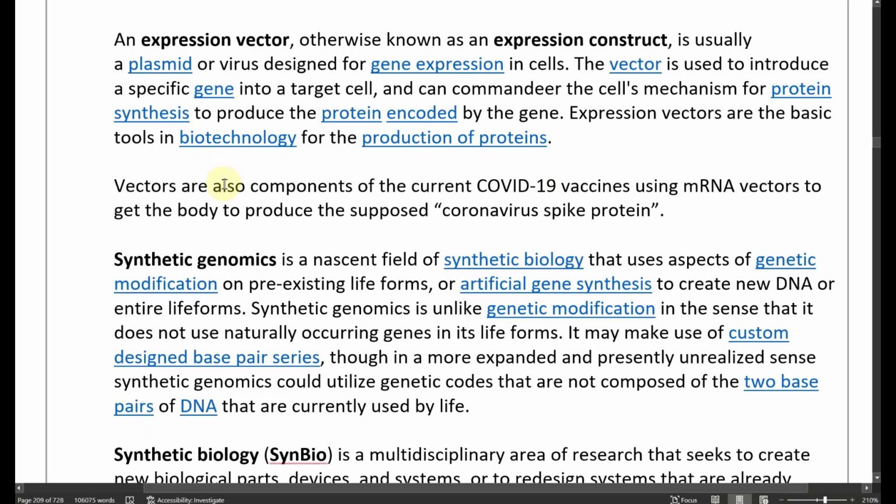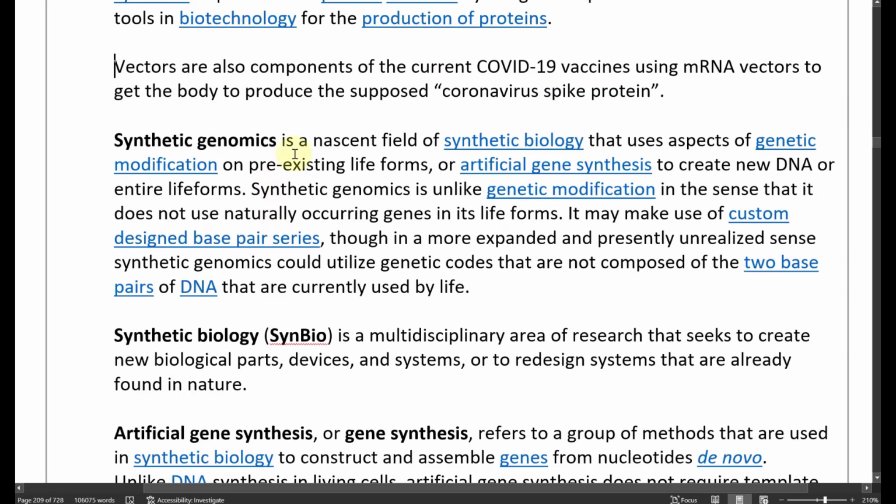So anyways, continue further. Vectors are also components of the current COVID-19 vaccines, using mRNA vectors to get the body to produce a supposed, quote, coronavirus spike protein. Now that's an interesting topic to go over in detail in a later video.